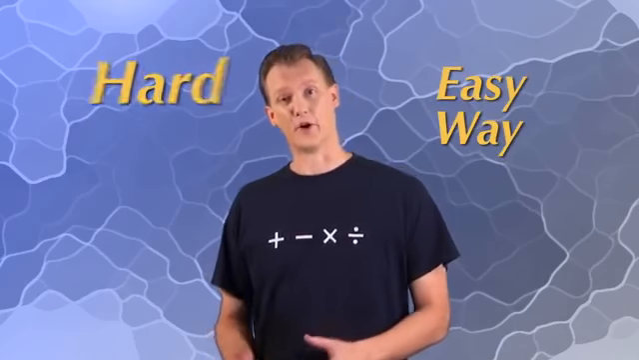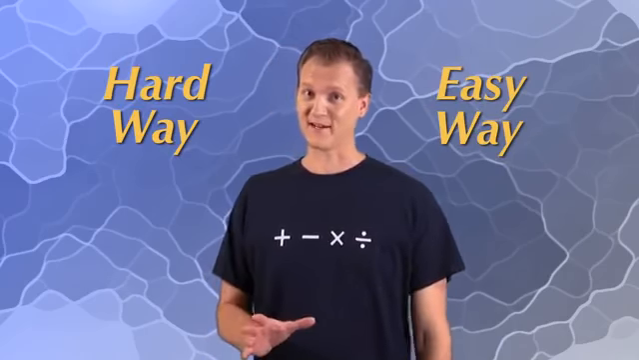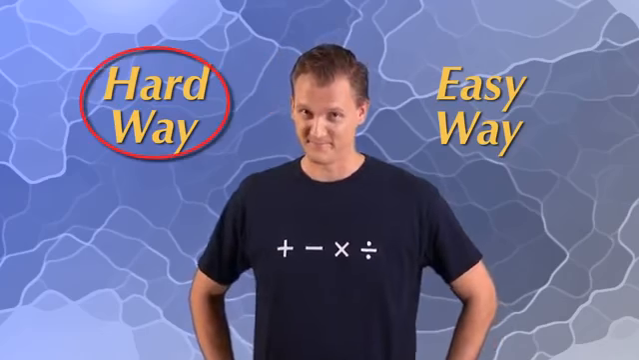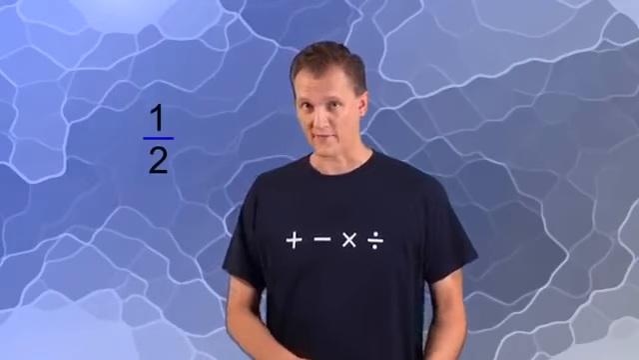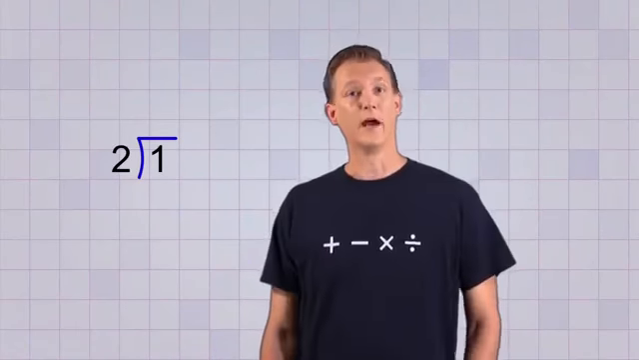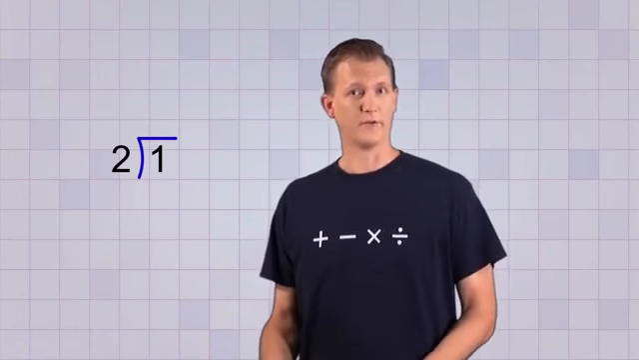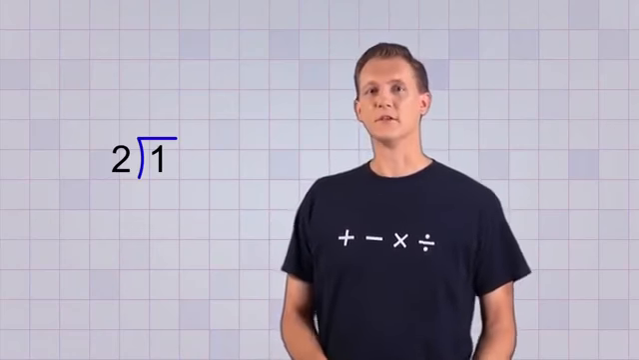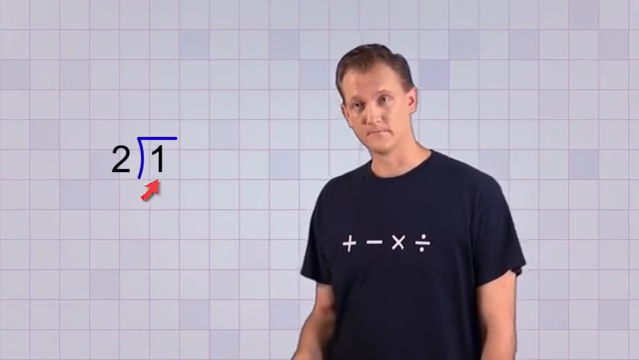Now there's two ways we can do the division. The easy way and the hard way. Now, just because I'm mean, we're going to start with the hard way. Let's take the fraction 1/2 and convert it into a regular division problem with this division symbol. Now all we have to do is follow the procedure for division. We just see how many times this 2 divides into this 1.